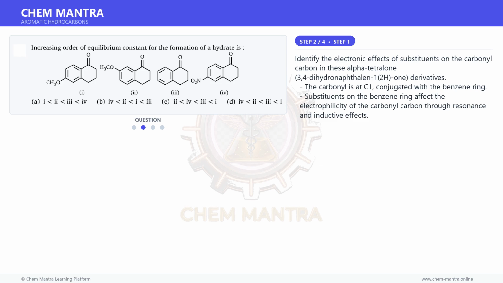Moving on to the next step. Identify the electronic effects of substituents on the carbonyl carbon in these alpha-tetralone, 3,4-dihydronaphthalen-1(2H)-one derivatives. The carbonyl is at C1, conjugated with the benzene ring. Substituents on the benzene ring affect the electrophilicity of the carbonyl carbon through resonance and inductive effects.